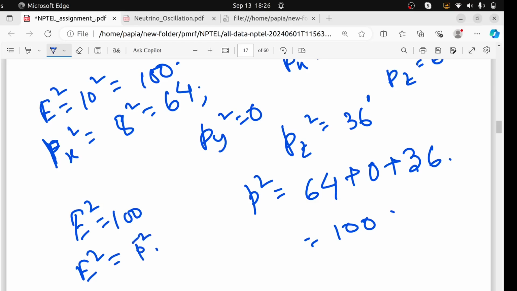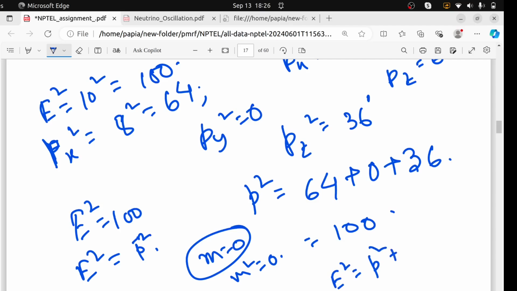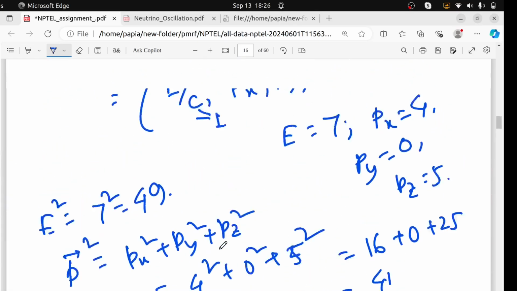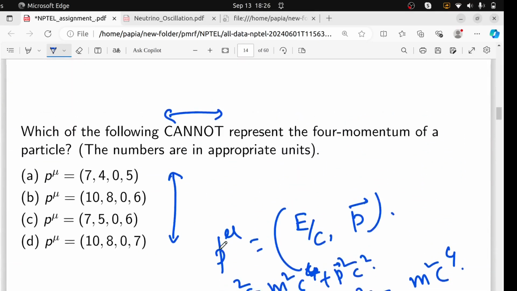That is also fine. Why? Let me write m equals 0, so m squared is also 0. If I write E squared equals p squared plus m squared, then E squared will be p squared. That is fine. So this second option is also fine when m is 0. So m can be 0 or positive, but it should not be that E squared is less than p squared. So this option is also fine.